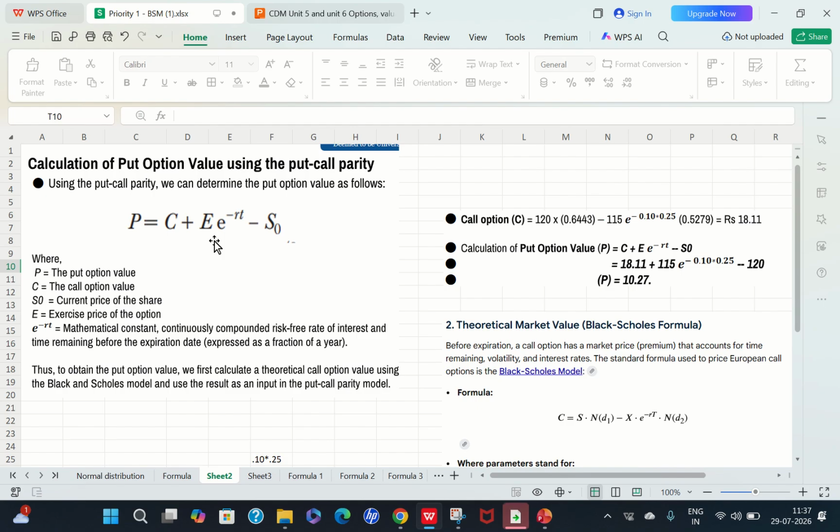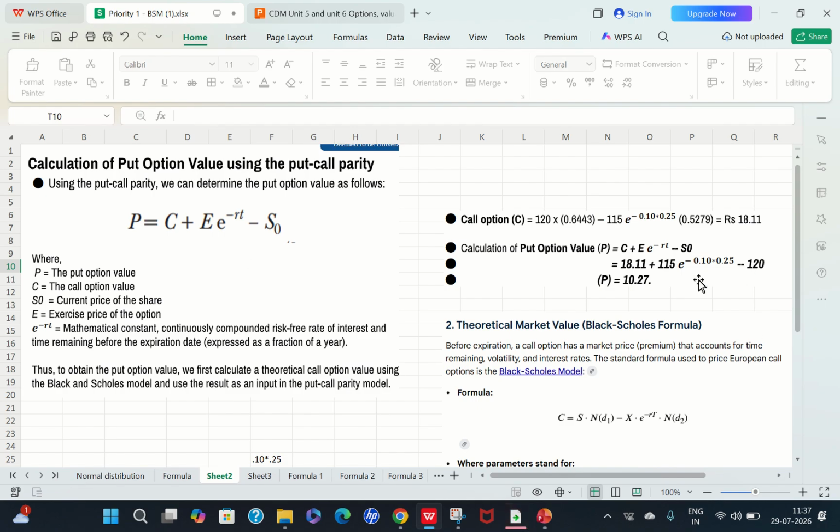Here e to the power of minus RT uses a mathematical constant, where r is the continuously compounded risk-free rate of interest and T is the time remaining before expiration, normally expressed as a fraction of the year. S0 is your current price, normally expressed as C or S0. You have to be very careful with the formula and the alphabets. C is the call option value. Substituting this formula, we can obtain the put option value using the Black-Scholes model, called the put-call parity theorem.